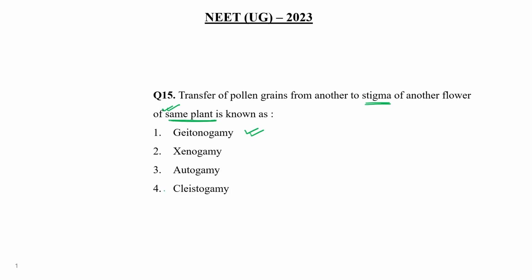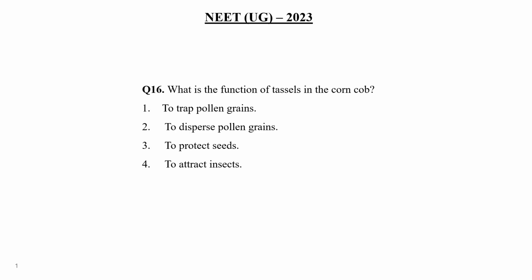Transfer of pollen from one flower to another flower of a different plant, that time xenogamy. And cleistogamy is something different. These are kinds of flowers with a particular structure type. They are made only for self pollination purposes. There is no cross pollination possibility, right? So choice number 1 would be the answer to this question.